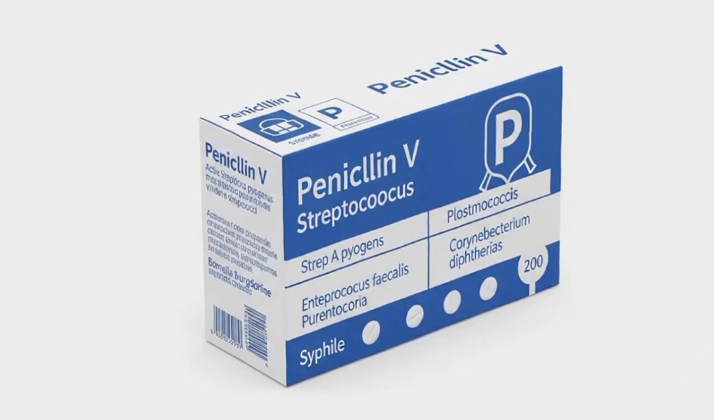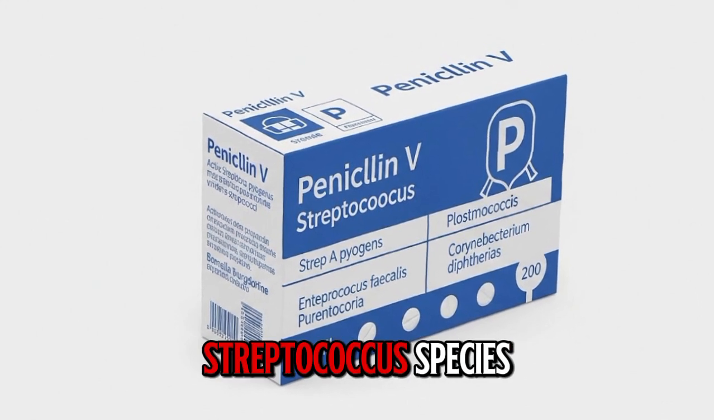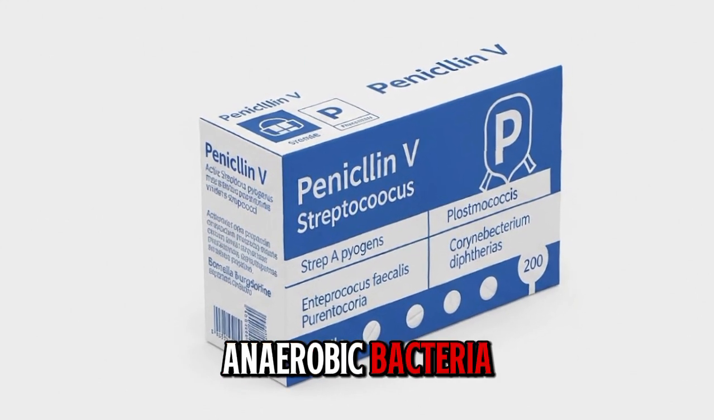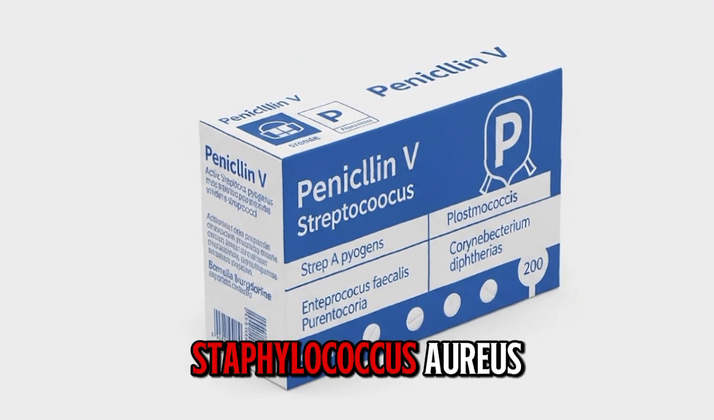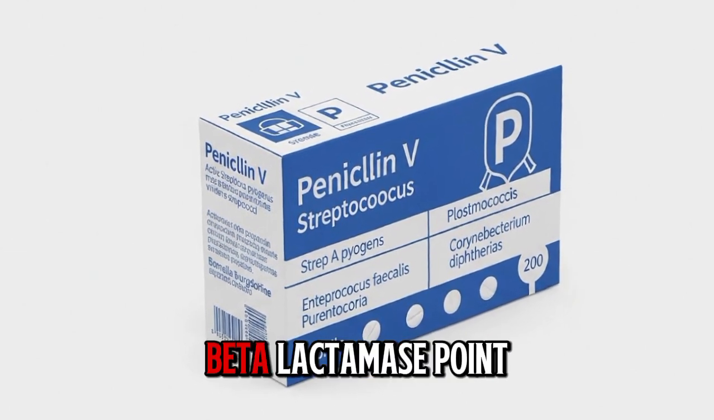Point 3. Spectrum of activity. Penicillin V is most effective against Streptococcus species, Pneumococcus, some anaerobic bacteria, and non-penicillinase-producing Staphylococci. It is not effective against organisms that produce penicillinase, beta-lactamase.